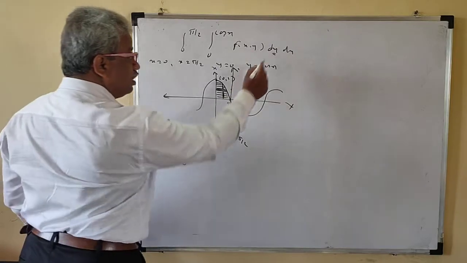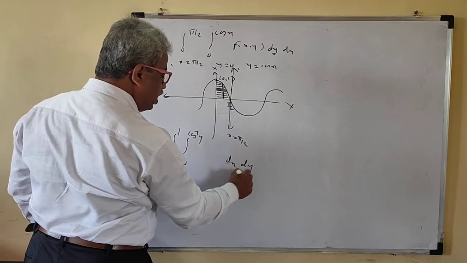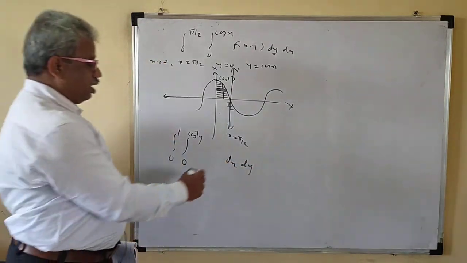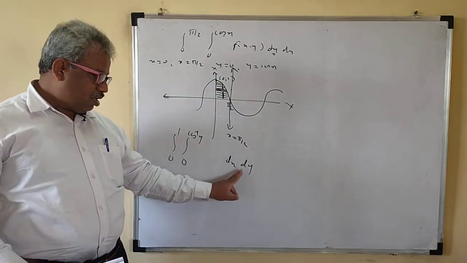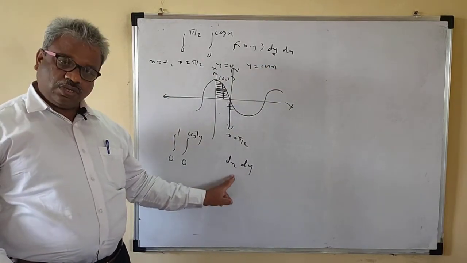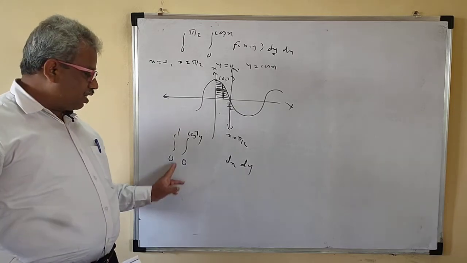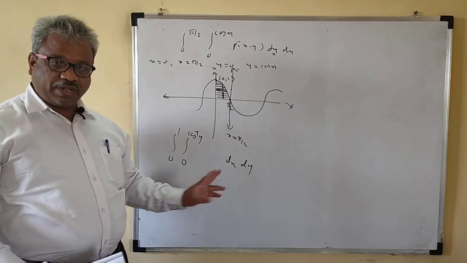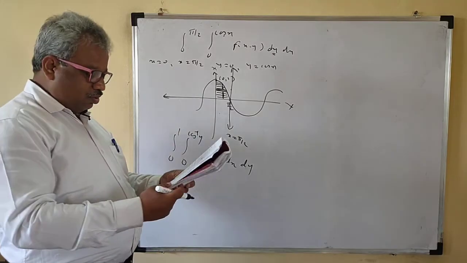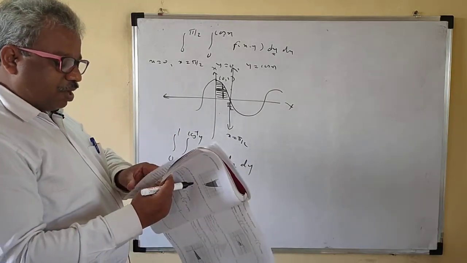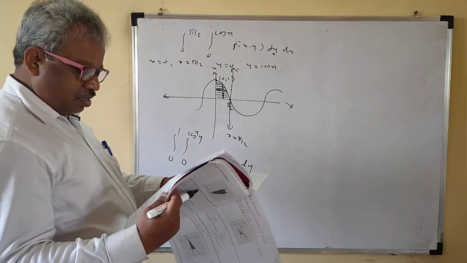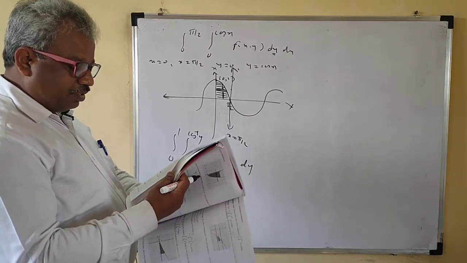Note that the original was dy dx, so this should be dx dy. Don't forget to change the order of the differentials also. This is very important here. If the limits are given, then this order is very important, so you should take care of this. I hope these are simple problems on changing the order of integration.